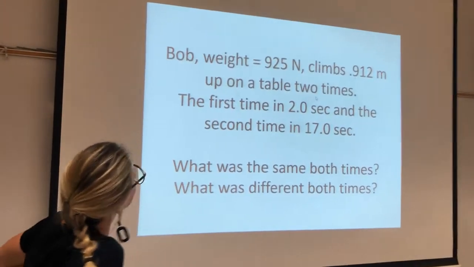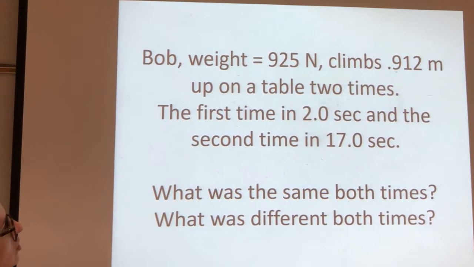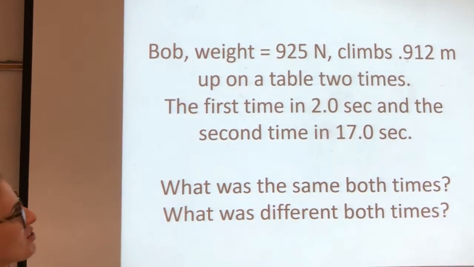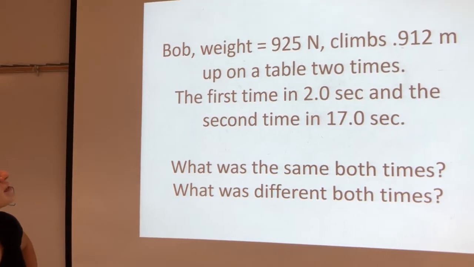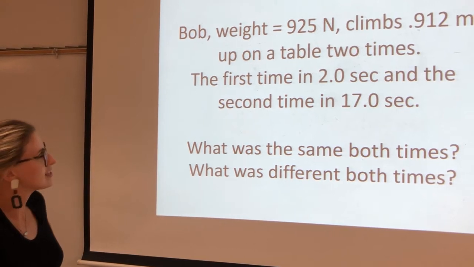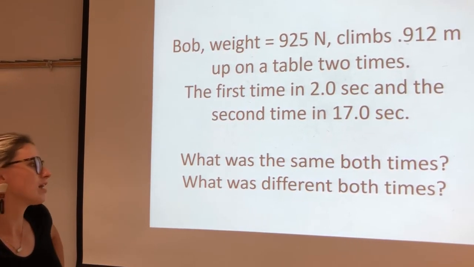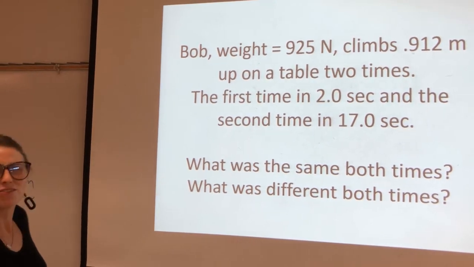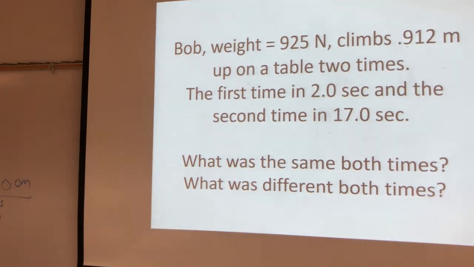Okay. Bob again. Bob, his weight is 925 newtons, climbs 0.912 meters up on a table 2 times. The first time in 2 seconds and the second time in 17 seconds. What was the same both times? What was different? Didn't we do this? I can think of several things that are the same. What are the same?